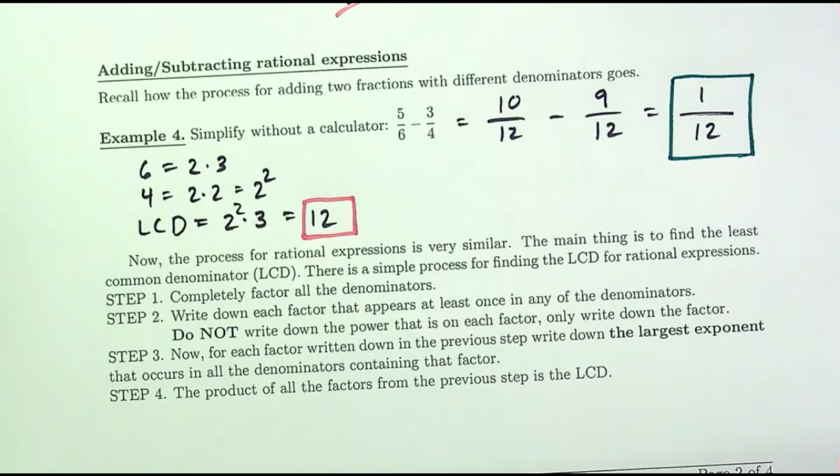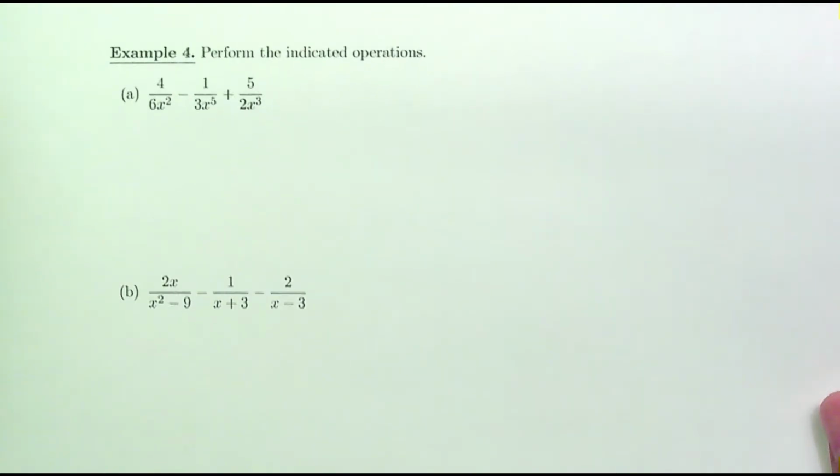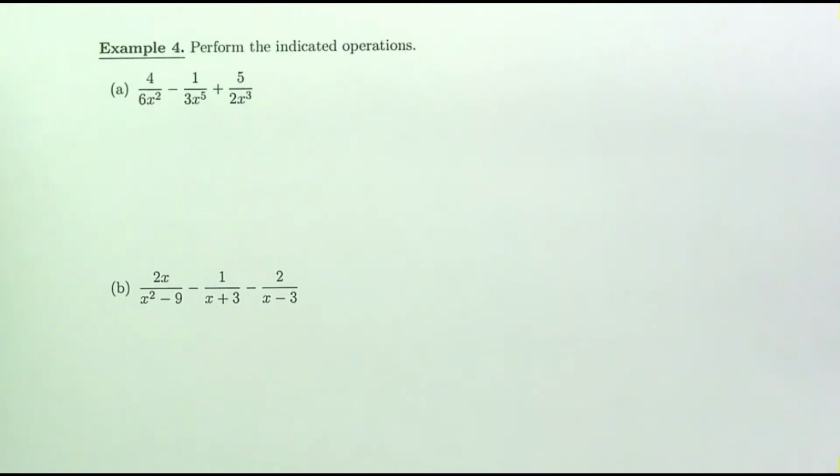Okay, now let's do the same with rational expressions that have variables in them. Here's the first one. You see the denominators are not the same. We need to find the least common denominator.